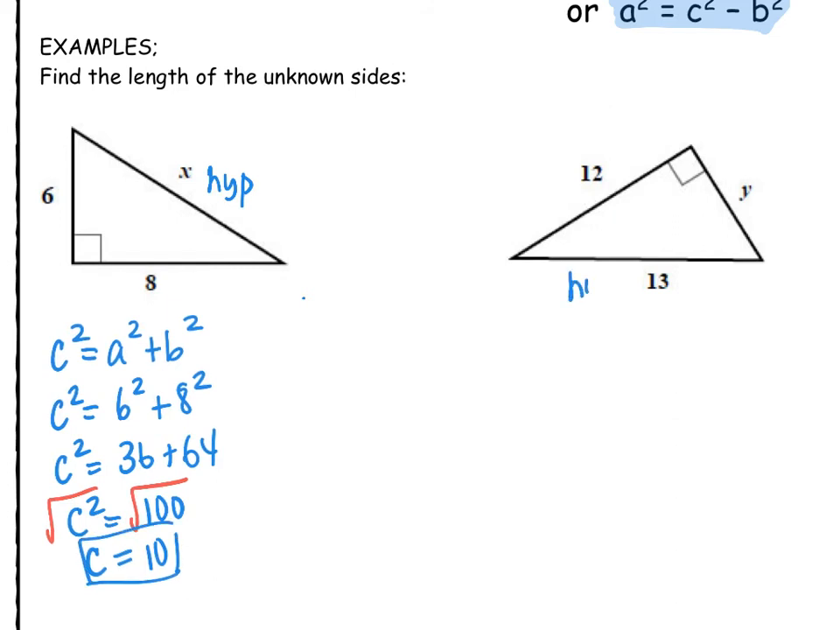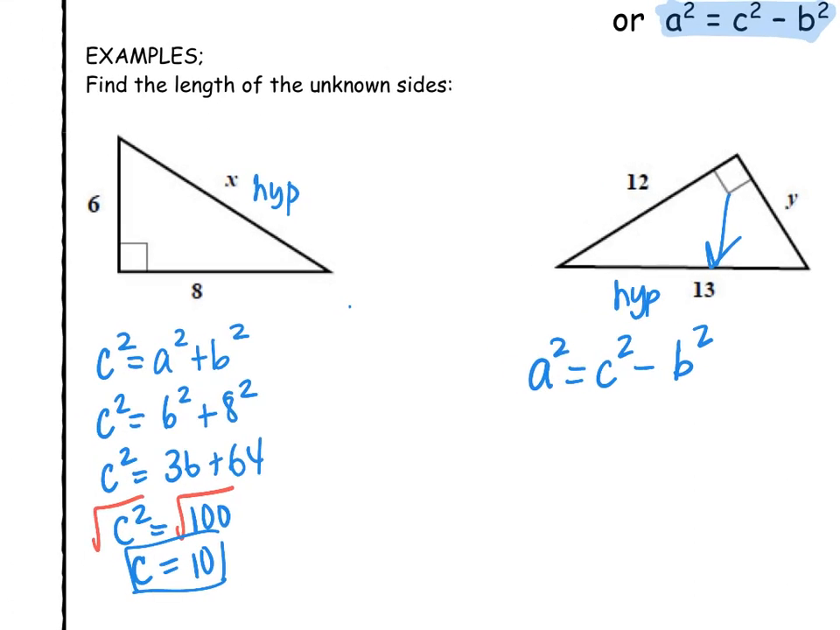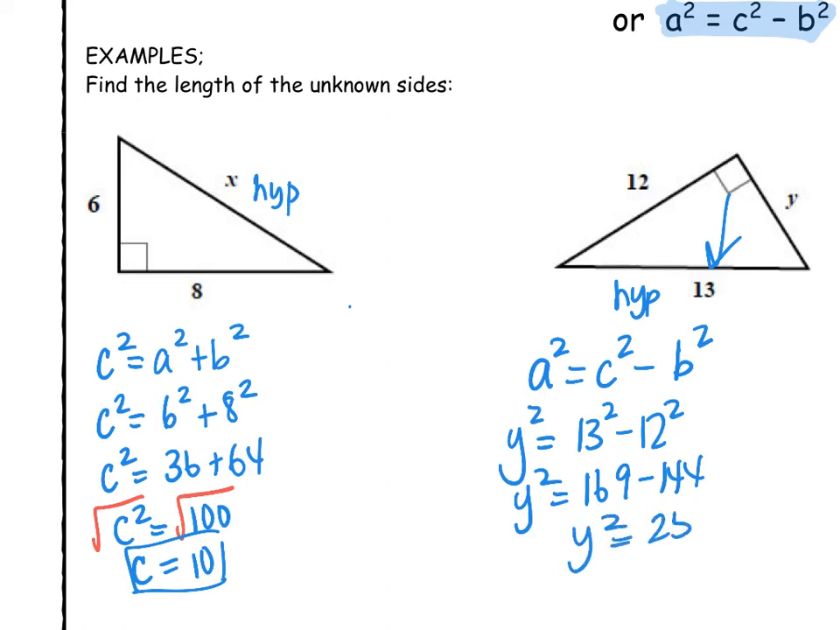In this one, the hypotenuse is here. Just don't get messed up, but it's that one. So I'm given the hypotenuse. In this one, I want to use the variation of the formula that says my leg is equal to my hypotenuse squared, take away my other leg squared. So my unknown leg in this example will be y squared equals 13 squared minus 12 squared. So 169 minus 144 gives me 25. When I square root that, I end up with 5.